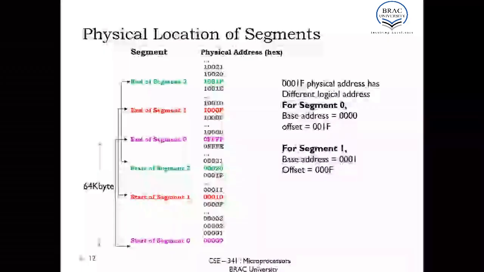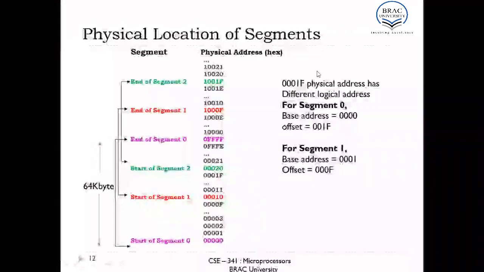You should notice one thing. A physical address can have different logical addresses. 0001F is a physical address. It consists of 5 hexadecimal digits, right? So it is an identifier of memory, not for the CPU. Here, segment 0 and segment 1 are overlapped, and this physical address is within the memory locations of both segment 0 and segment 1. So this can be accessed by both segments.